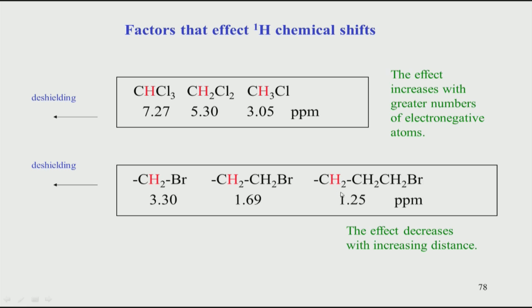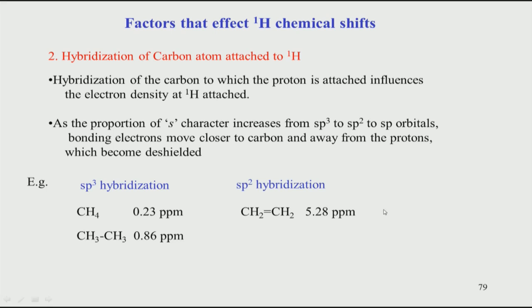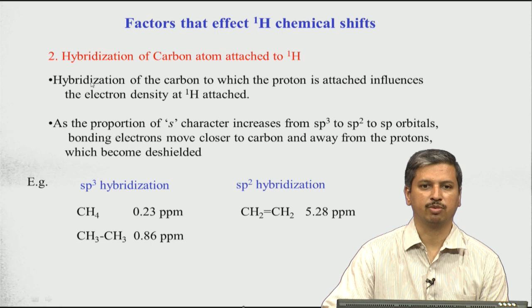So, remember in the previous slide we saw that methane has the most upfield shift in the CH4, that is 0.23 ppm. So, that is what is shown here, that the effect decreases. That effect means the electronegative or a de-shielding effect of the electronegative atom decreases with increasing distance from hydrogen. So, we look at the second effect, which is very important in NMR spectroscopy, and that is called the hybridization.